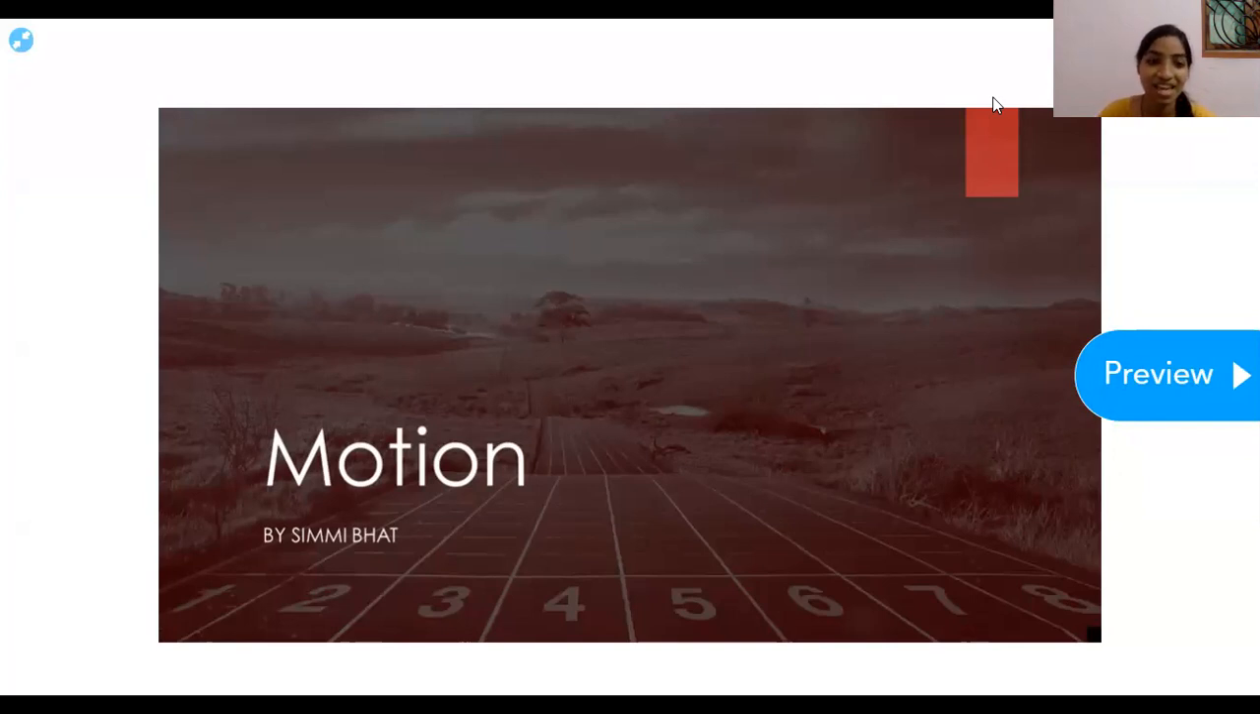I'm safe too. So let's continue our learning session with something new today that's on motion. When we talk of the word motion, what is the first thing that comes to your mind? Yeah, that's right. It's moving from one place to another. So, motion exactly defined as moving from one place to another.